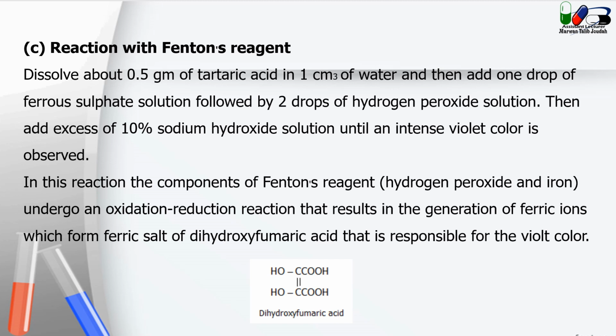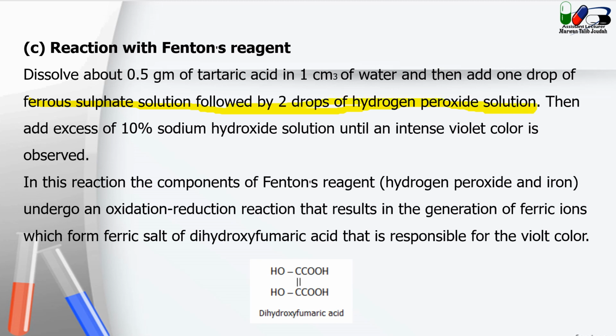The third one is the reaction with Fenton's reagent. So Fenton's reagent must be previously prepared, okay? So we will be dissolving 0.5 grams of tartaric acid in 1 ml of water, and then add 1 drop of the ferrous sulfate solution, followed by 2 drops of the hydrogen peroxide solution. This is the Fenton's reagent, okay?